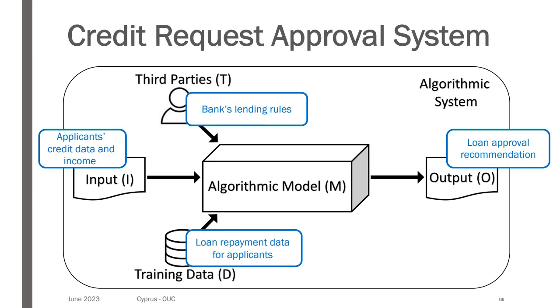We can look at credit request approval, same stuff. We see a database of applications and the level of success in paying back the loans. There are the bank policies that are being written and configured. And then there are the applications that are filtered and then finally a recommendation.